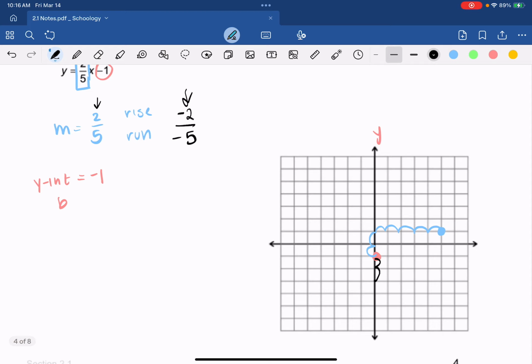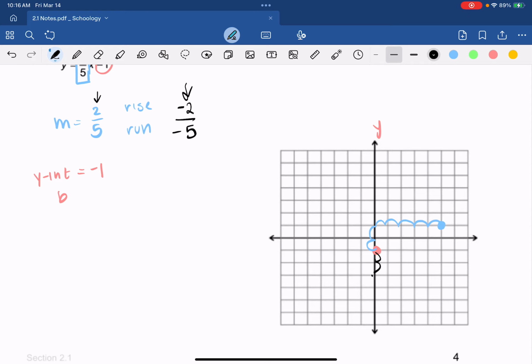So if I were to utilize rise over run using my new fraction now, I'd be going down 2 to the left 5. So down 2, 1, 2, 3, 4, 5. Oh, that was a terrible last one. 1, 2, 3, 4, 5. Plot a point. So that's how we can plot the best line possible. We get 3 points on our graph.